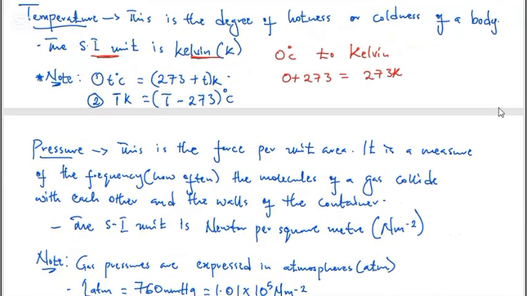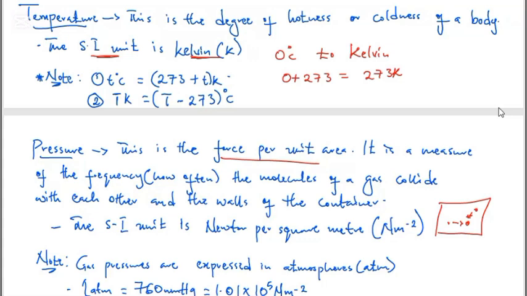The next is pressure. We say this is the force per unit area. It is a measure of the frequency, that is how often the molecules of a gas collide with each other and the walls of the container. So the more the molecules of the gas collide with each other, the higher the pressure.